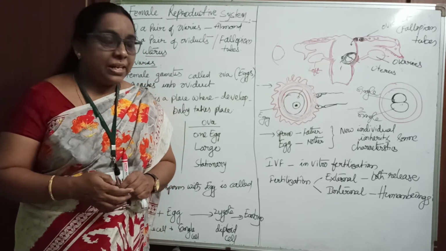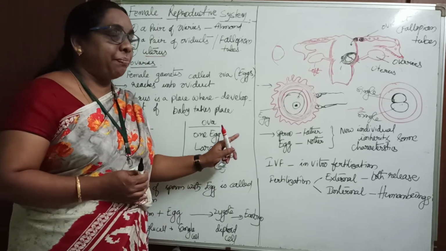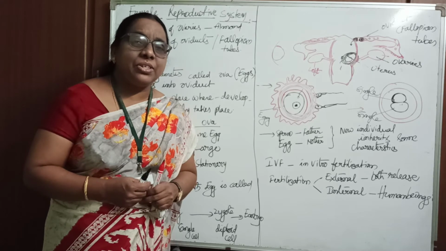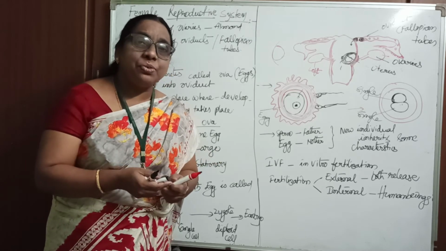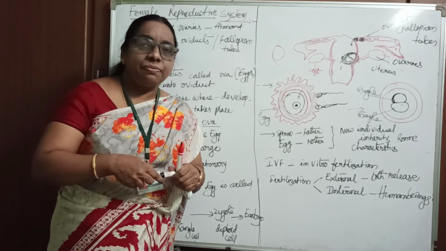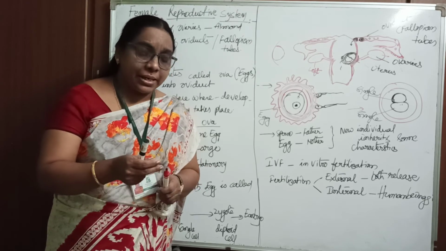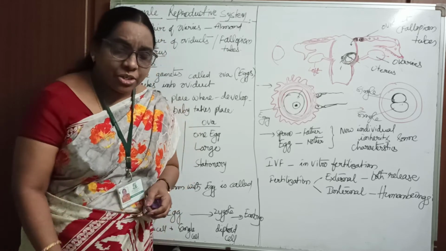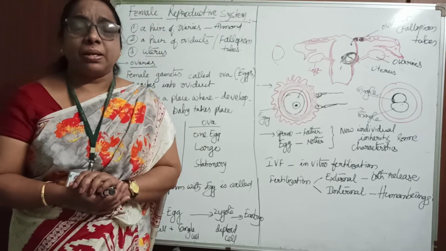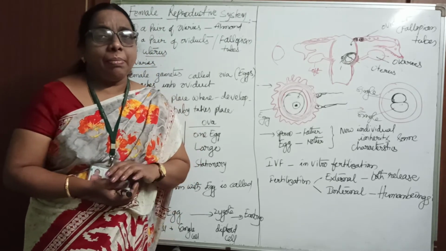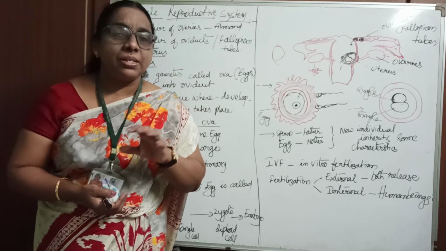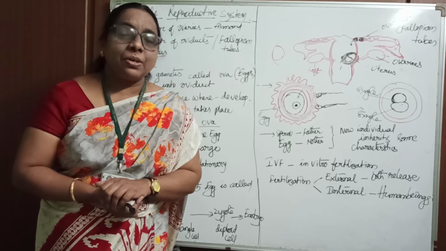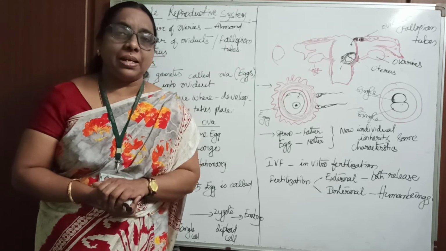Is it clear, children? That is the process of fertilization. Fertilization occurs in two ways, children. One is external fertilization, and the second type is internal fertilization. Internal fertilization we mostly see in all mammals. The male organism deposits the sperm into the female system. That is called internal fertilization.